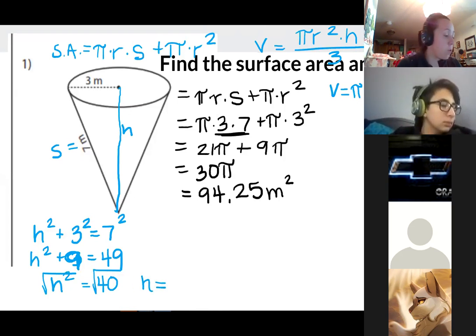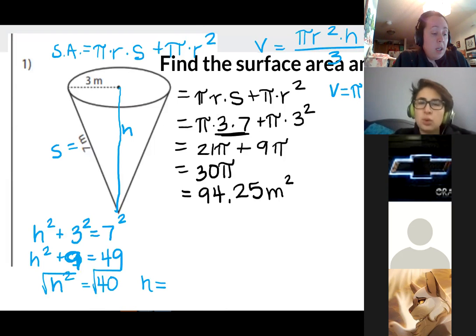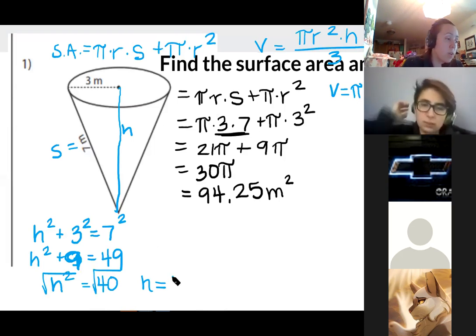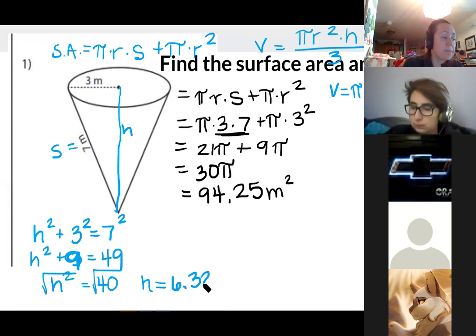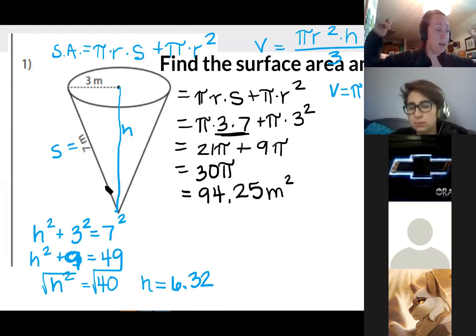What's the square root of 40, you guys? What is it? It's going to be a decimal. Yeah, 6.32. Totally right. Now, you should not have to do this for your assignment, but if you're not given a height, you need that straight up and down height, you can just make a triangle, right? Geometry is awesome. Yay! So we did that.